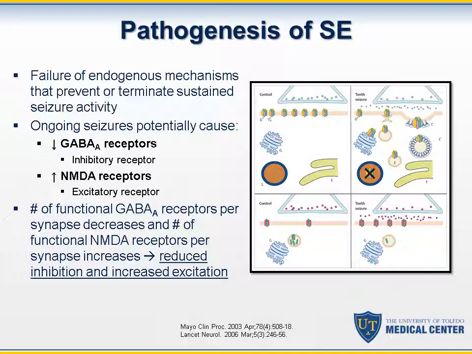On the other hand, in the bottom of the diagram, the number of NMDA receptors are increased at the synaptic membrane by assembly of additional receptors. So in summary, the number of functional GABA A receptors per synapse decreases, and the number of functional NMDA receptors per synapse increases, leading to reduced inhibition and increased excitation.